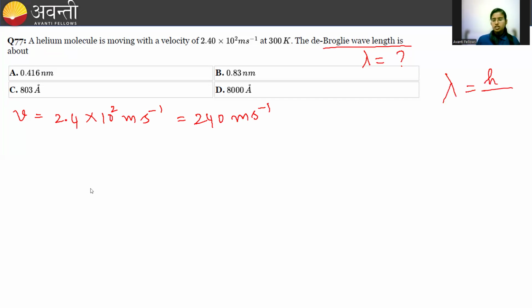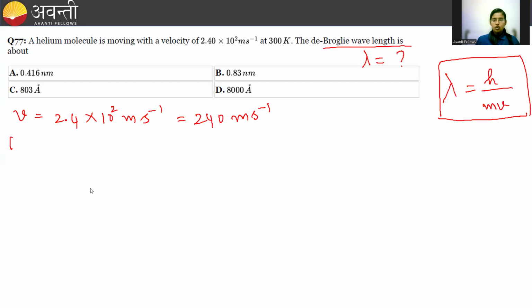And to find out the wavelength, the formula is h by mv. So this is the formula which we have to use. This is the de Broglie formula. Okay. h is the Planck's constant. Velocity is given in the question and we don't know the mass. Okay. So we have to calculate it.